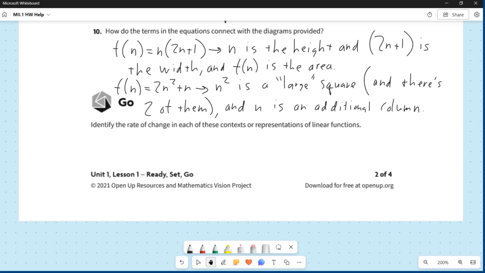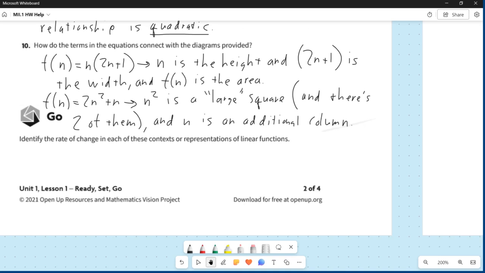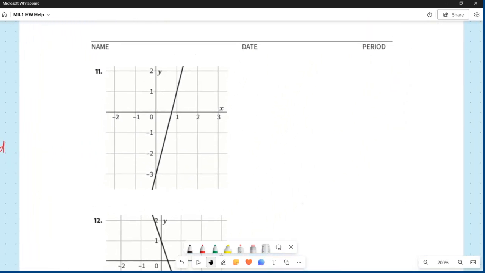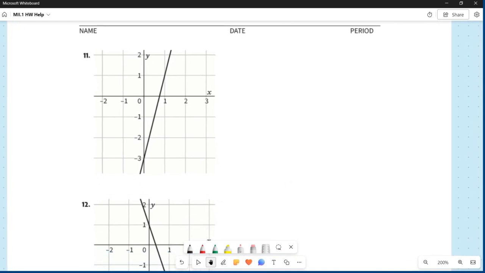The next set of questions are in the Go section, and our directions say identify the rate of change in each of these contexts or representations of linear functions. So this section is all about linear relationships, linear functions. So we're going to table quadratics just temporarily. We're going to focus exclusively on linear functions. And we're looking for the rate of change. Well, rate of change is another name for slope.